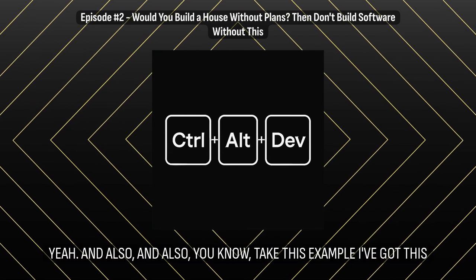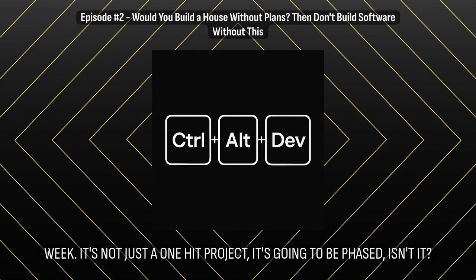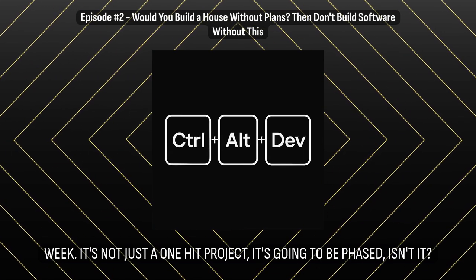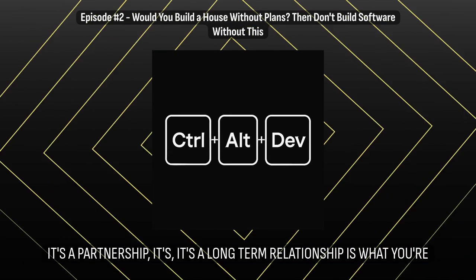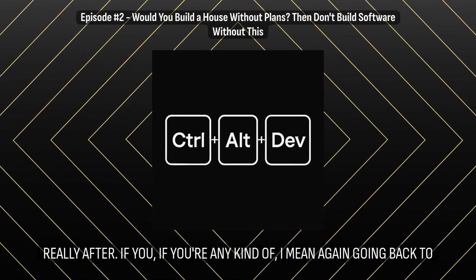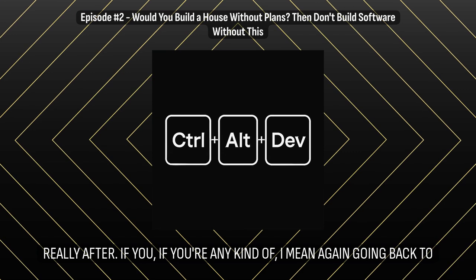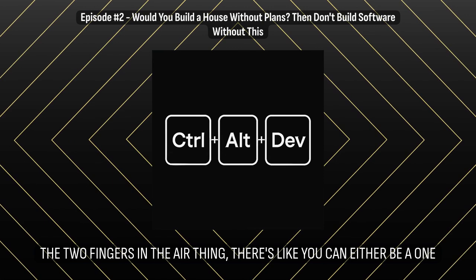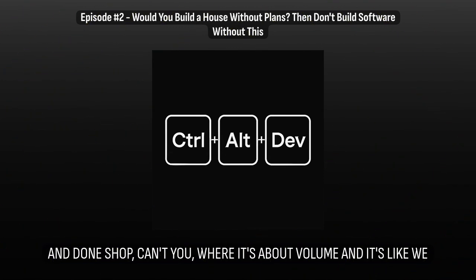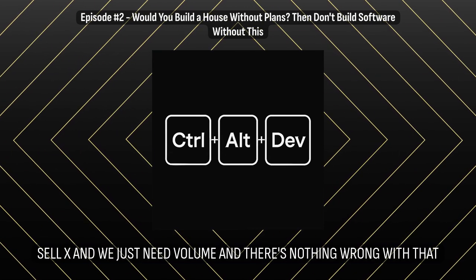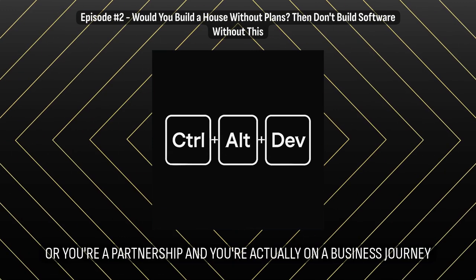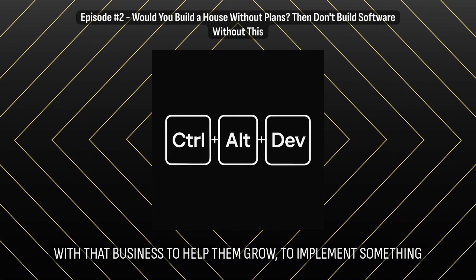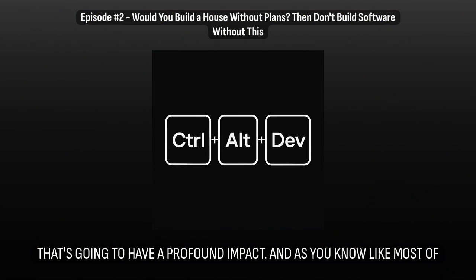Yeah, and I'm taking this example I've got this week. It's not just a one-hit project. It's going to be phased, isn't it? It's a partnership. It's a long-term relationship that you're really after. Going back to the two fingers in the air thing, you can either be a one-and-done shop, where it's about volume and we sell X and just need volume, and there's nothing wrong with that. Or you're a partnership, on a business journey with that business to help them grow and implement something that's going to have a profound impact.